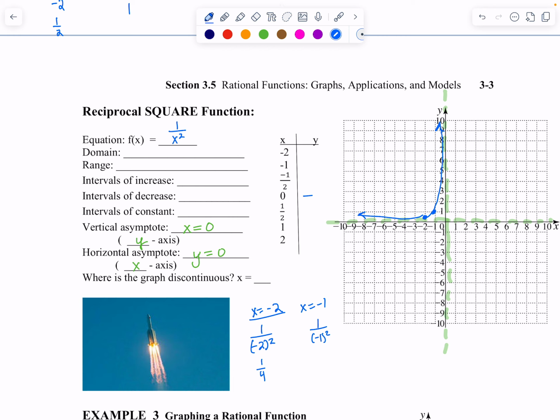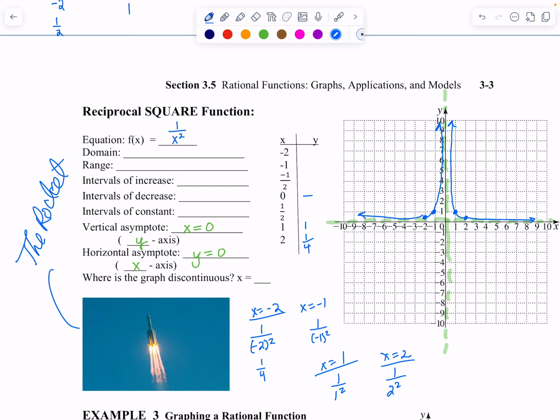Let's go ahead and do positive 1. X equals positive 1. When I plug that in, I get 1 over 1 squared. That's going to be 1. So 1, 1. And x equals 2. When I put 2 down there, 1 over 2 squared, that's going to be 1/4. So at 2, I'm really close to the asymptote. And again, I'm going to draw it and get really close to the asymptote. So I call this guy the rocket. Because it sort of looks like a rocket blasting off, right?